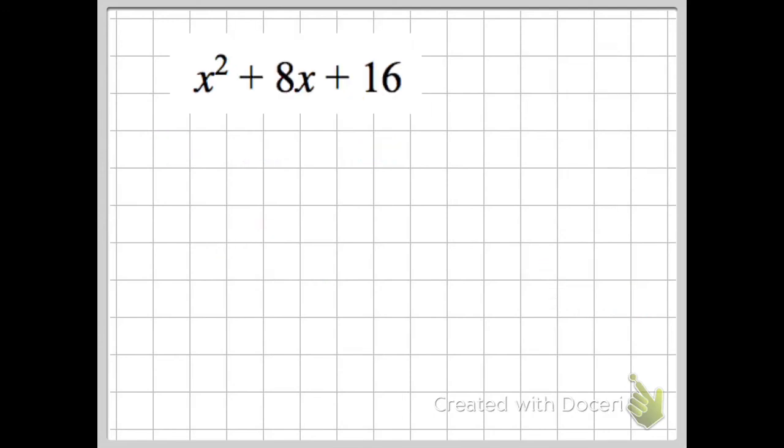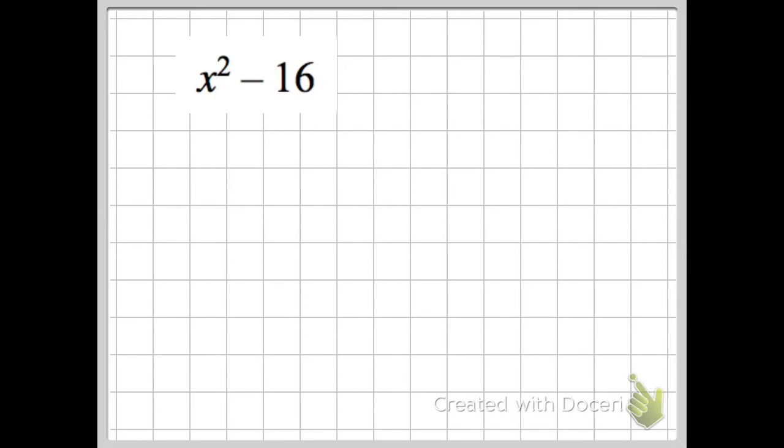Another slight variation. Everything is positive here, so we can jump right in. The question would be, what factors of 16 will add together to equal 8? And it can only be a +4 and a +4. But notice that this second bracket is repeated. So we should express this as x plus 4 in brackets squared.